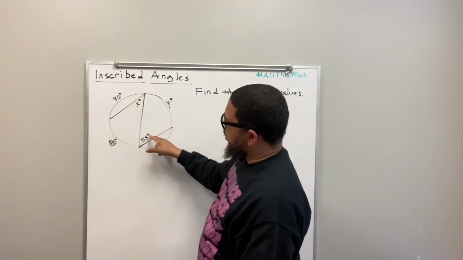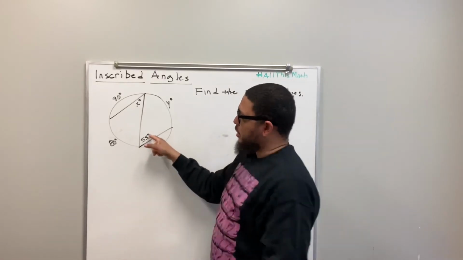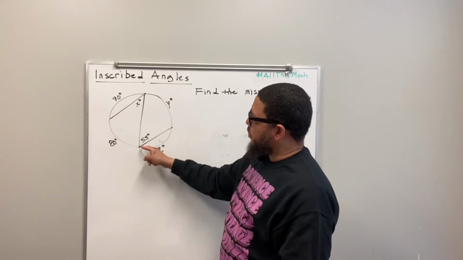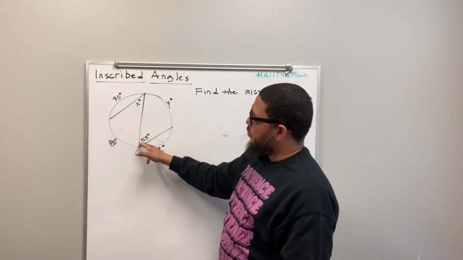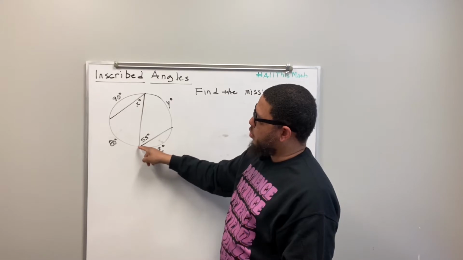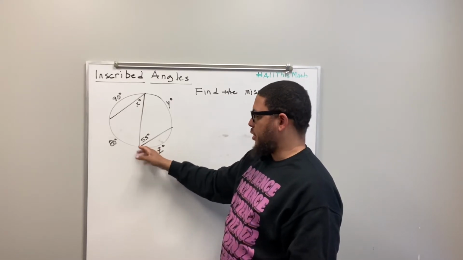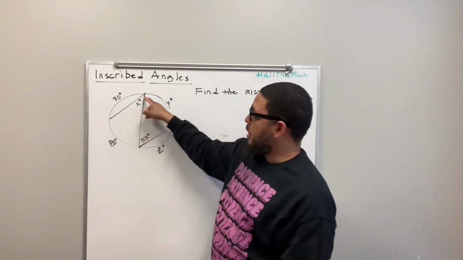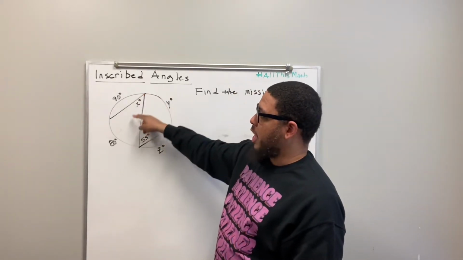Well, let me talk about this one because we know the value of this angle. This is a 55-degree angle. This line segment right here connects with this line segment to form a 55-degree angle. That angle's vertex is on the actual circle, right there on it. So this would be called an inscribed angle. Same thing with this angle. This is also an inscribed angle.